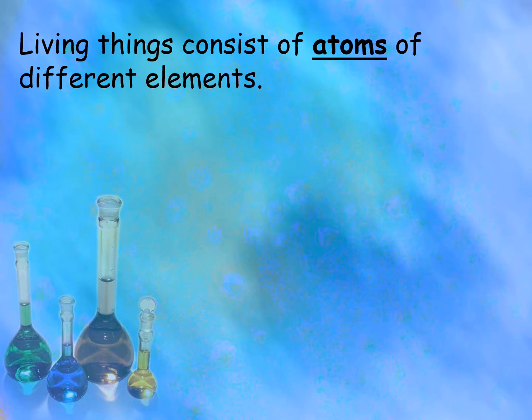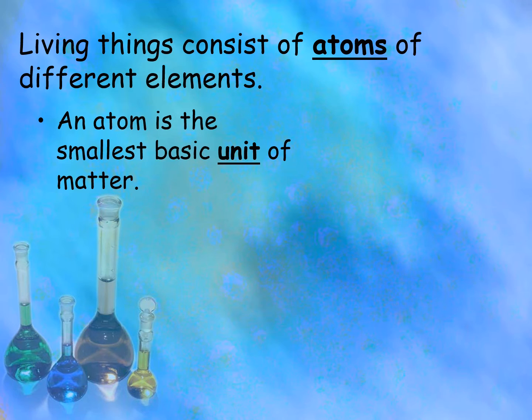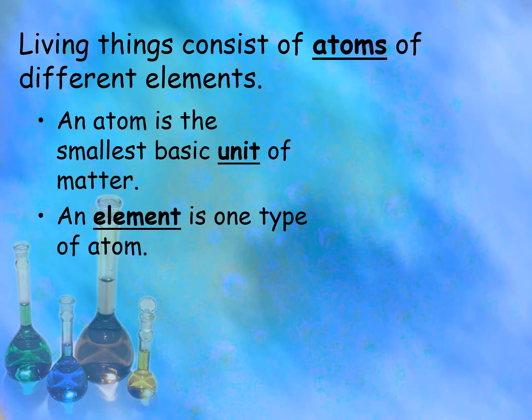So living things consist of atoms of different elements. The atom is the smallest basic unit of matter. And an element is one type of atom. So an atom is the smallest basic unit of any piece of matter, and an element is a group of just a single type of atom. So you could be holding a chunk of carbon in your hand, and that is considered the element carbon. It's made up of millions and millions of atoms of carbon.